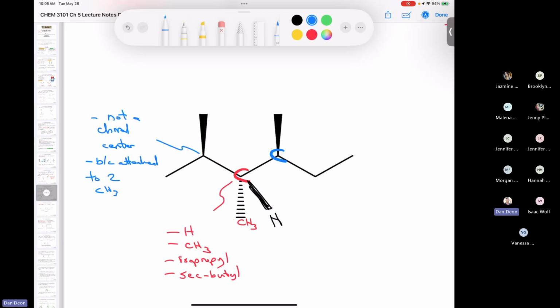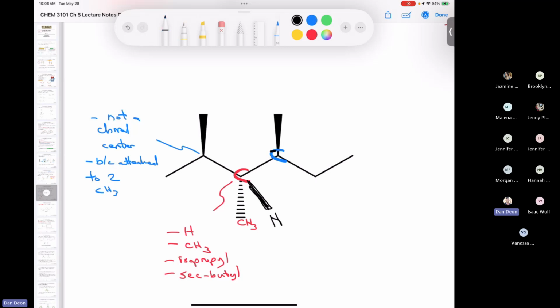Okay, let's take a look at, if I highlight this carbon in blue, would that be a chiral center? Is that one attached to 4 different groups? The one in blue. I'll give you a second to look at it. Is that carbon in blue a chiral carbon? Yes or no? Is it attached to 4 different groups? Could anybody answer that? Is the carbon in blue attached to 4 different groups? Yes, it is.